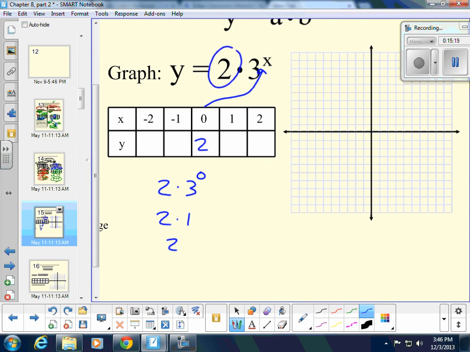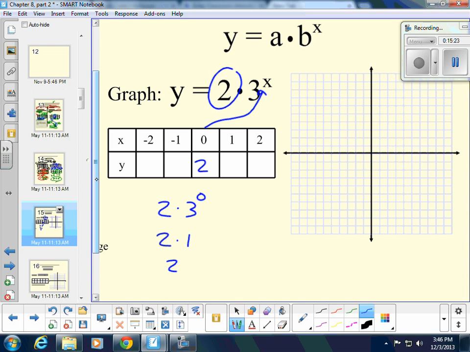Because remember, that number I have in place for A is like my y-intercept. So whenever I see that number, I know that when I plug in 0, that's what I'm going to get. In this case, I'm going to get 2, or whatever that number happens to be. So good, that makes sense. I put 0 in, I get 2.